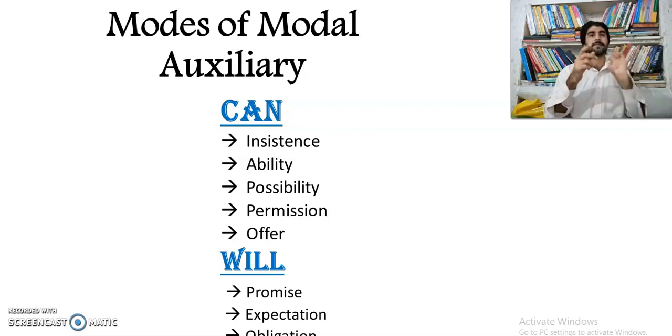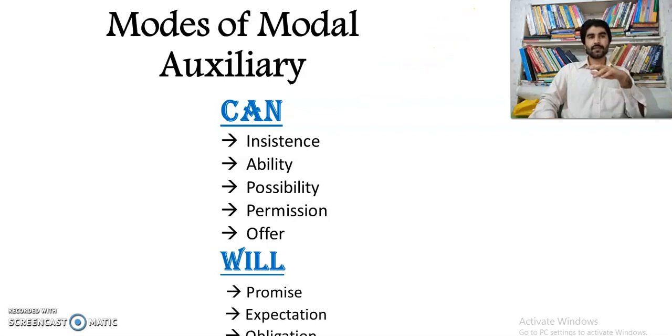Firstly, we are going to see can. Can is used for insistence. You are going to insist someone, you will be using can. Ability, possibility, permission, and offer. This is the use of can. We are going to explain it inshallah in the next slide. We have will. For will we have promise, expectation, and obligation.